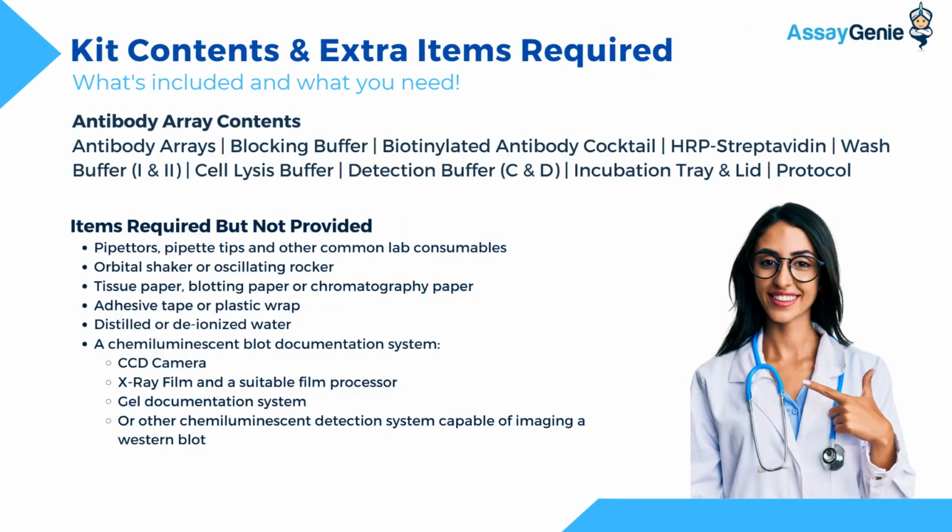What's included in the kit? Antibody arrays, blocking buffers, biotinylated antibody cocktail, and more. Additional items you will need: pipettors, pipette tips, an orbital shaker, blotting paper, distilled water, and a chemiluminescent detection system. Having the right laboratory setup ensures optimal performance of your antibody arrays. Proper handling and precise pipetting techniques further improve data accuracy and reliability.